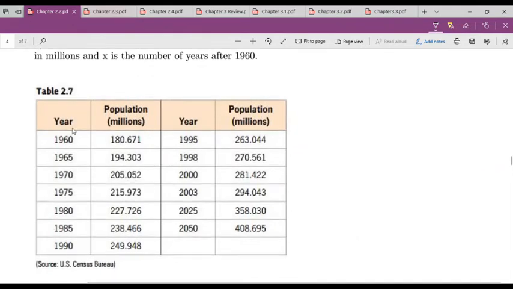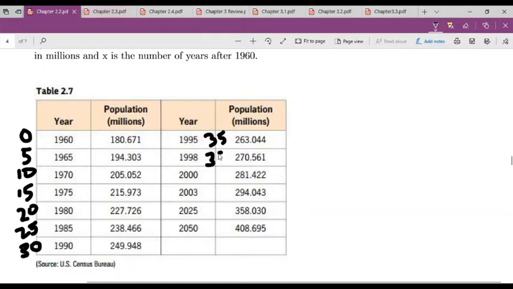The biggest thing here, 1960 is year 0, which means 65 is year 5, 70 is year 10, 75 is 15, 80 is 20, 85 is 25, 90 is 30, which means that 95 is 35, 98 is 38. Now this one doesn't stay consistent, and they don't have to stay consistent and go up by 5 every time, so keep that in mind.